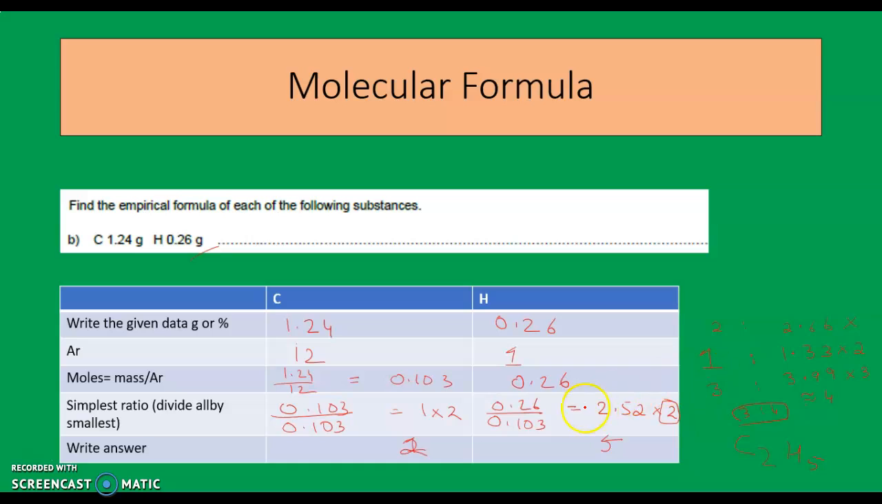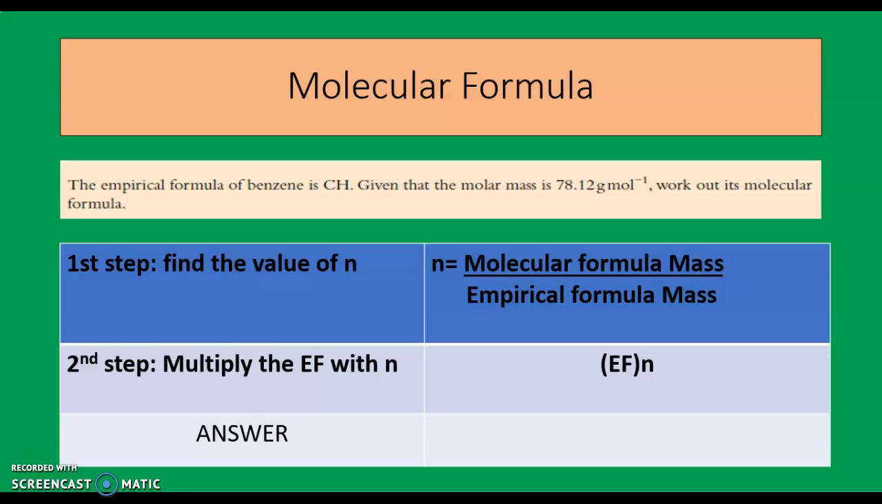So anytime you get the answer for the simplest ratio, if the answer is not very close to a whole number, you would do the same thing. You would multiply the numbers by 2, then move on to 3, till you get a number close enough to the whole number. Don't just round up and round down, but be very precise in your calculations.